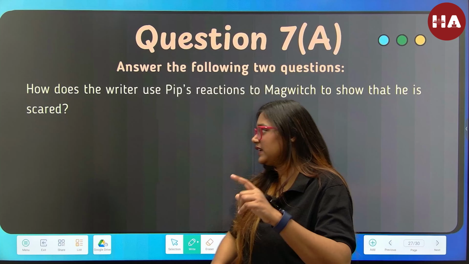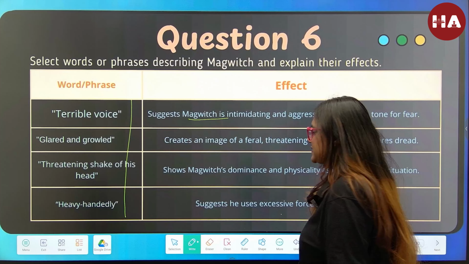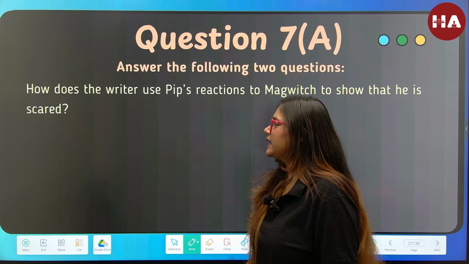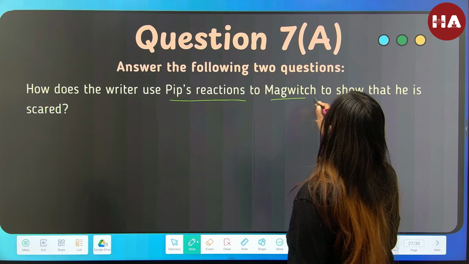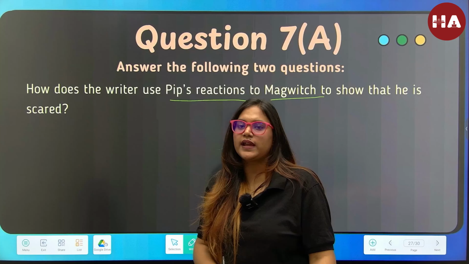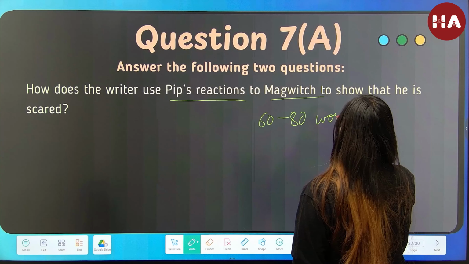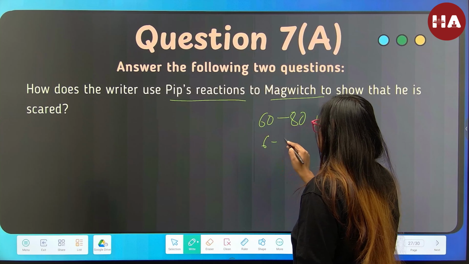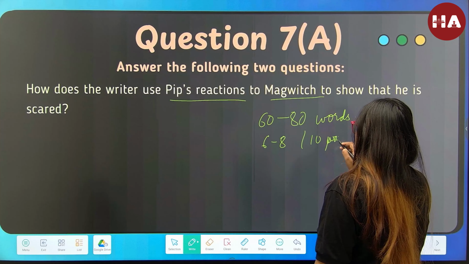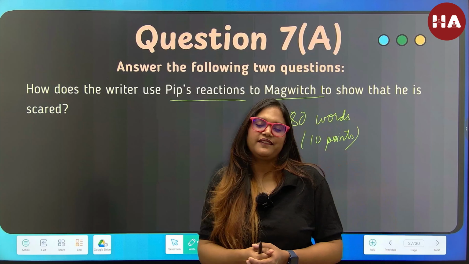But you should make use of those tables that we have created in character analysis to record your answer for the same. How does the writer use Pip's reaction to Magwitch to show that he is scared? Please pause the video and try to write an answer somewhere between 60 to 80 words, meaning write at least 6 to 8 points, or 10 if your writing is too small. So please pause the video and write the answer.